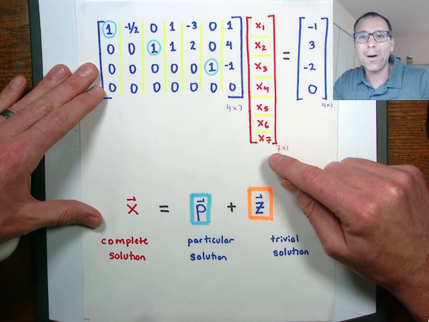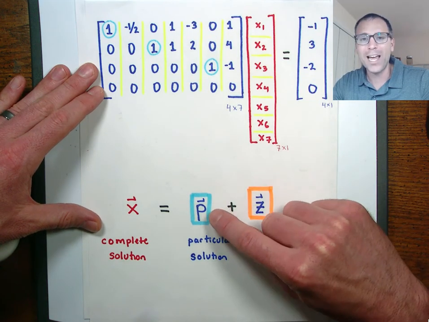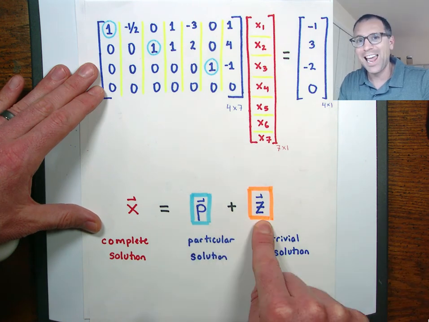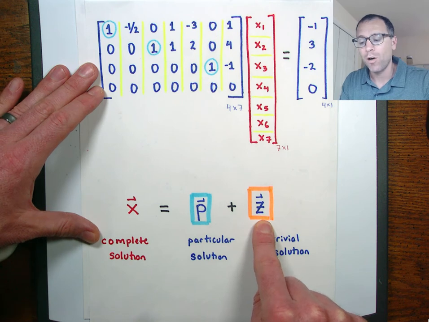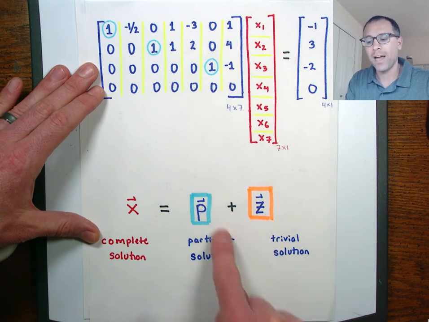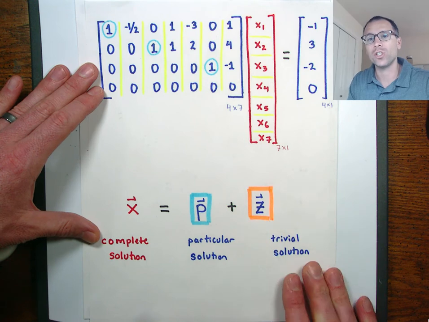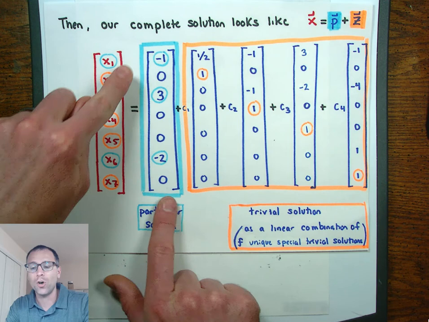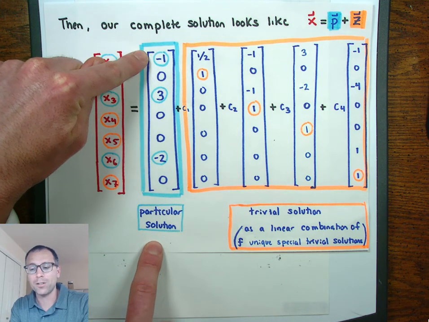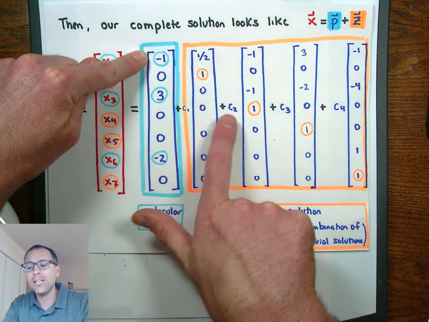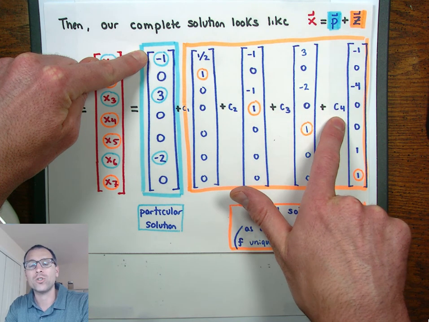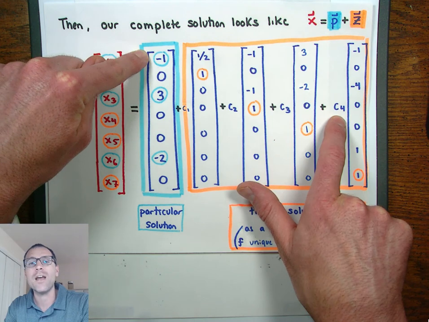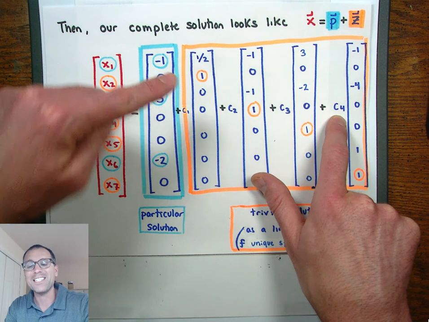Now let's put a wrap on this problem. Remember from the last video that we actually found exact forms of the vector P and the special trivial solutions for each of the non-pivot columns that composed any trivial solution to the original system. Thus, if I want to write my complete solution, I can do so by adding the particular solution plus any linear combination of the special trivial solutions. The number of special trivial solutions is going to be equal to the number of non-pivot columns. In this case, that's 4.